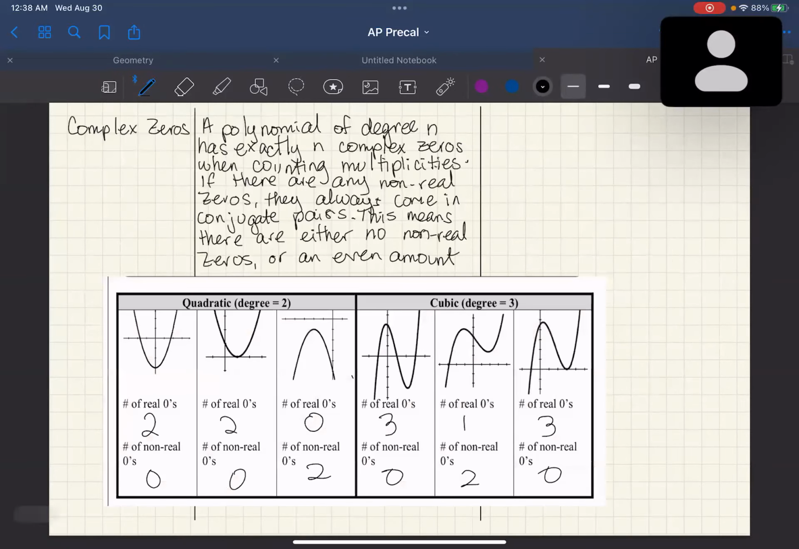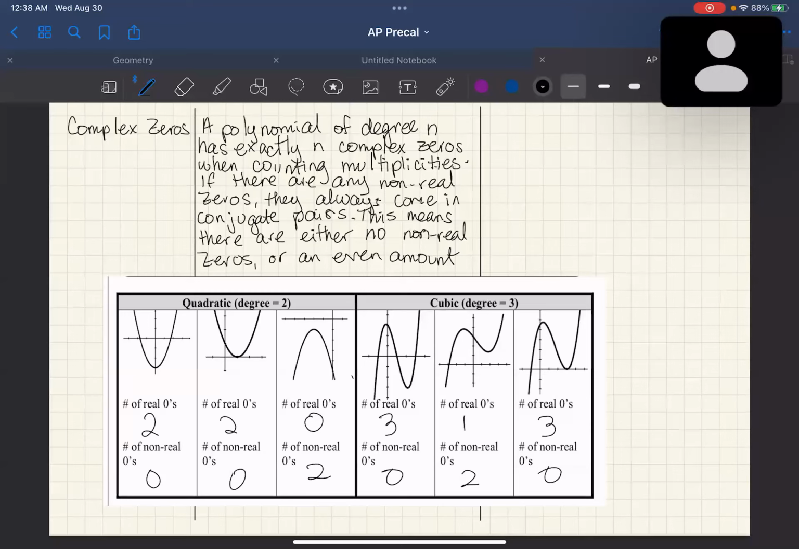Now, complex zeros. A polynomial of degree n has exactly n complex zeros when counting multiplicities. If there are any non-real zeros, they always come in conjugate pairs. This means that there are either no non-real zeros or an even amount. So remember, complex zeros are going to have that i, that imaginary aspect, okay?